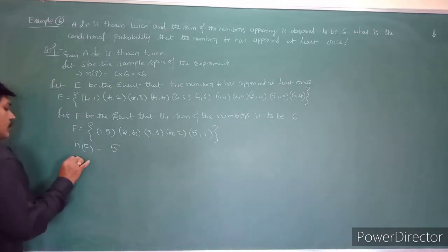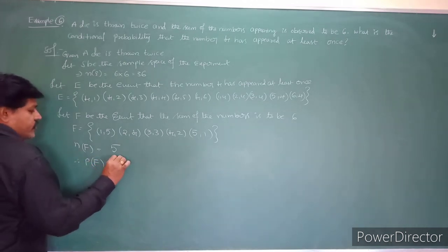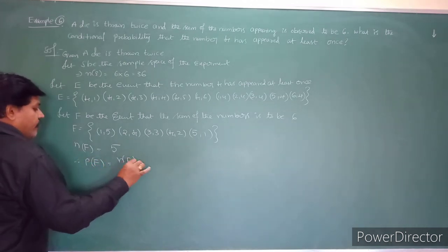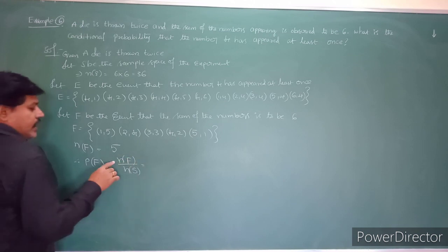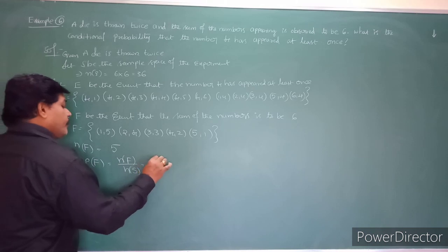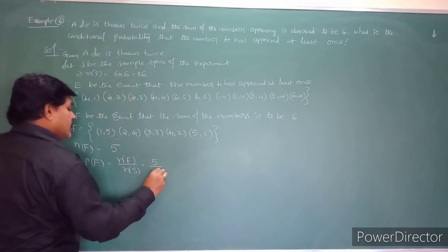So therefore, probability of F is equal to N of F by N of S. N of F value is nothing but 5 by N of S value. What is the N of S value, students? That is nothing but 36.